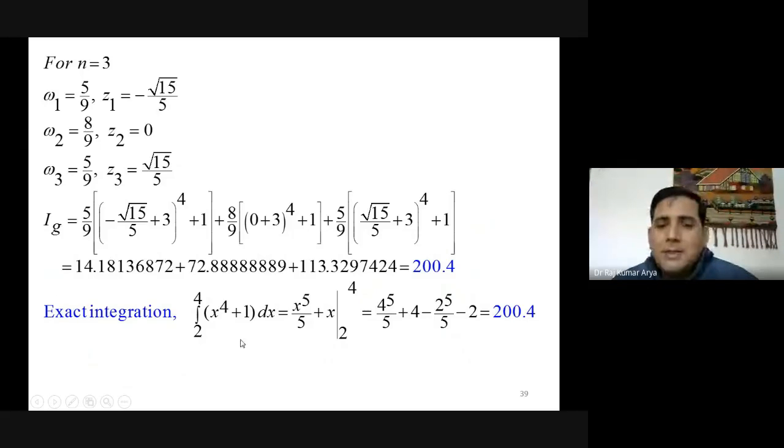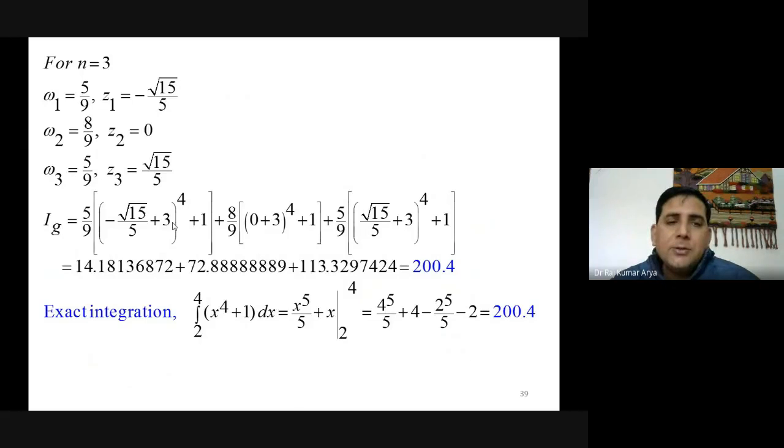So this is what I mean: the integration can be done by 3-point Gauss quadrature without any doubt. Just calculate the function at 3 points. The only thing is that you are changing the limit, so that needs a slight amount of time, but your computation time is very low, right?